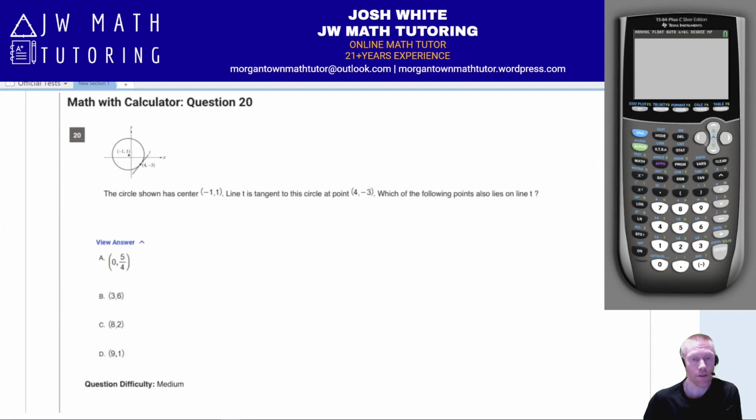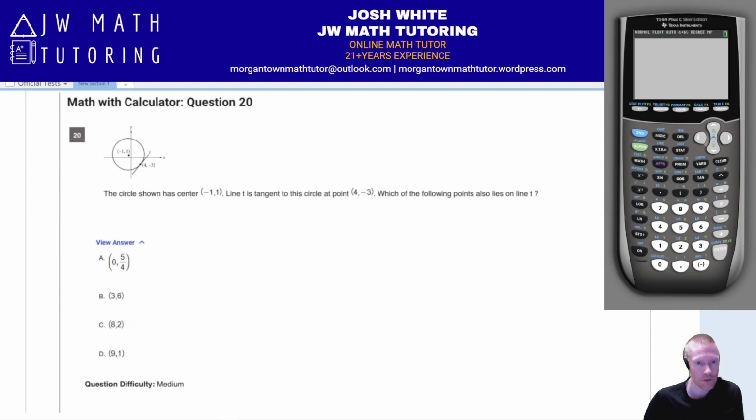Continuing now with problem number 20. This problem is sort of a geometry problem, or really more of an algebra problem because it deals with the slope between 2 points. But first thing you can notice is that you have this line which is tangent, and then you have answer choices, which are which other points are on this line.